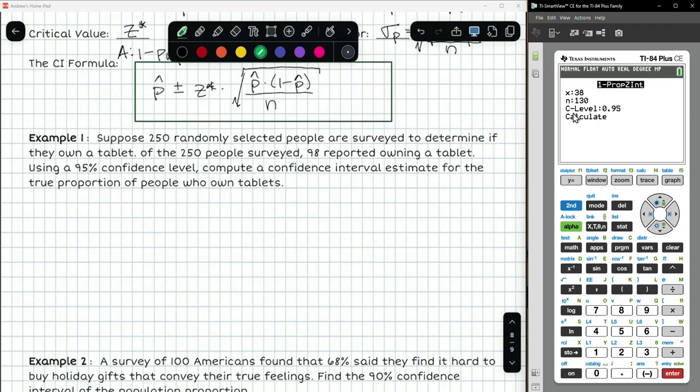So the problem was really nice. They actually defined our population parameter for us. So the parameter of interest is the proportion of people who own tablets. That's our P. We're given a sample size of 250 people. We are given a number of successes. The number of people who own tablets is 98. We are told that our confidence level is 95%.